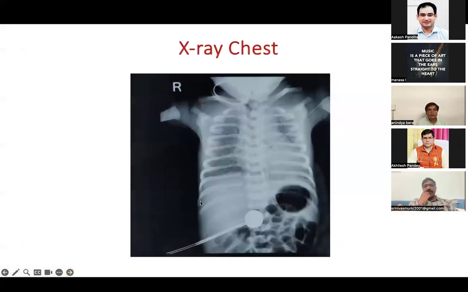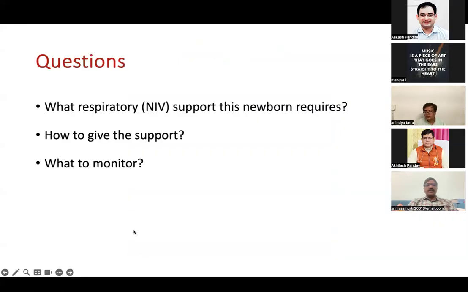So this is the X-ray of the baby. You can see that the baby has classical RDS. The baby was started on CPAP, X-ray was taken. You can still see air spaces. There is a reticulogranular pattern and low volume lungs. So what respiratory support would you give for this newborn? What non-invasive support would you give for this newborn?